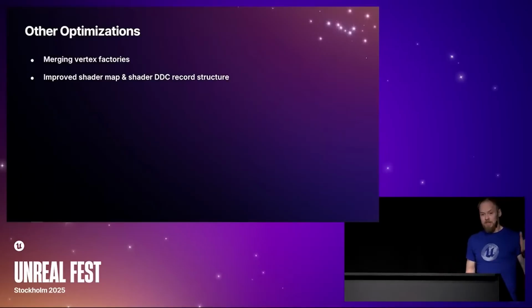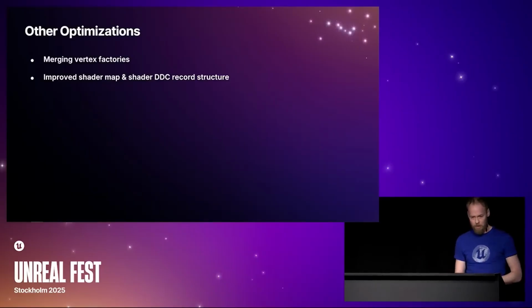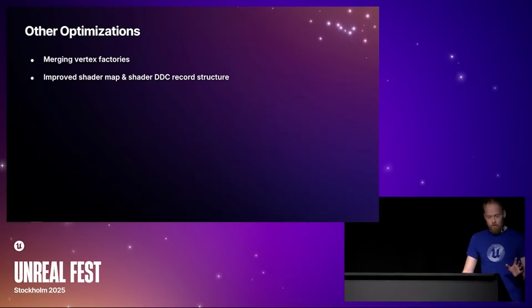Also, once we enabled per shader caching, we were duplicating between the shader map and the per shader bucket as well. So it was more than doubling our DDC overhead. It was a huge increase in overhead for the initial rollout of our preprocessed cache. So we did address this before it got released.